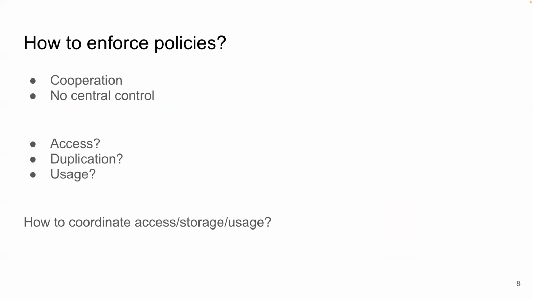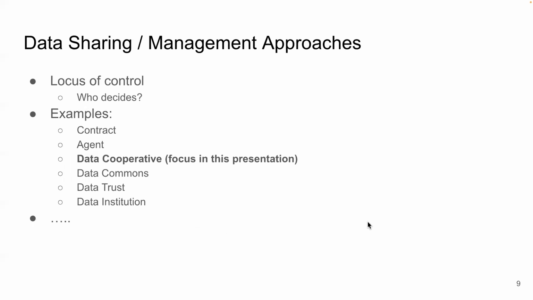And the key question now is how to enforce policies that govern the cooperative management or cooperative sharing of resources. And the key challenge is, here you don't have a central control. And generally speaking, there are many aspects. You focus on access. Who can access? Duplication. Where is my data duplicated, or do I not allow duplication? What are the operations that are allowed to be executed on the data? And so how to coordinate access, storage, and usage is very, very important.